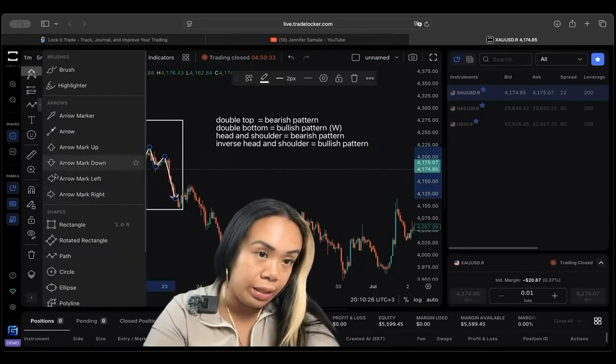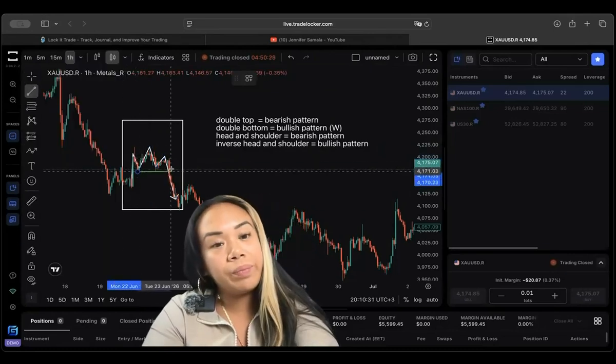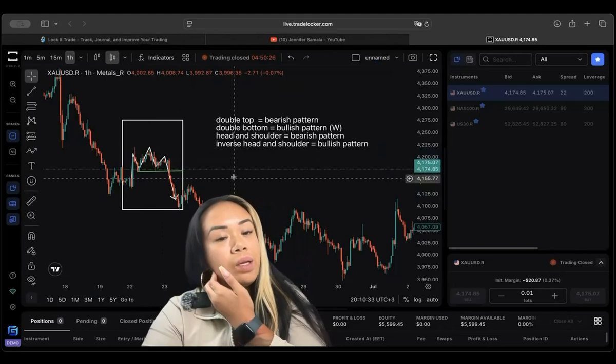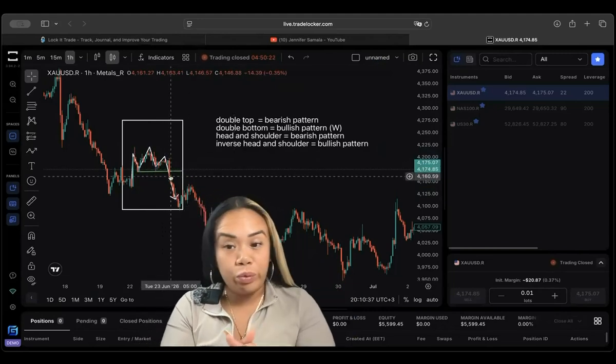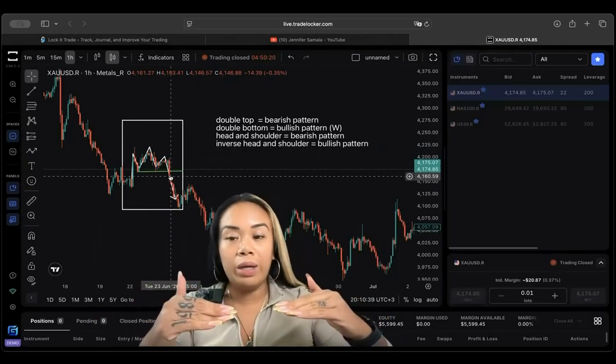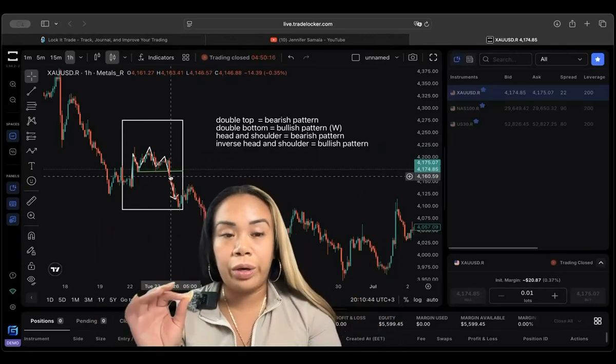And let me show you guys where the neckline is for visual purposes. It's going to be right over here. That right there, the moment the body of that next candle broke through that neckline and closed below that, it is instantaneously a head and shoulder pattern.